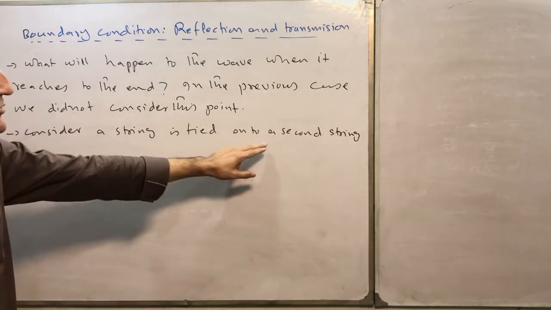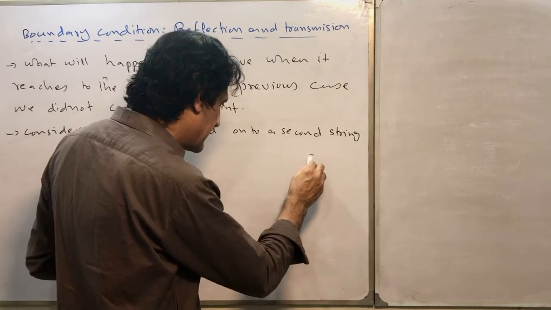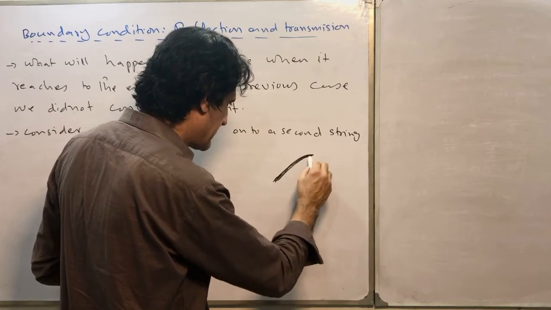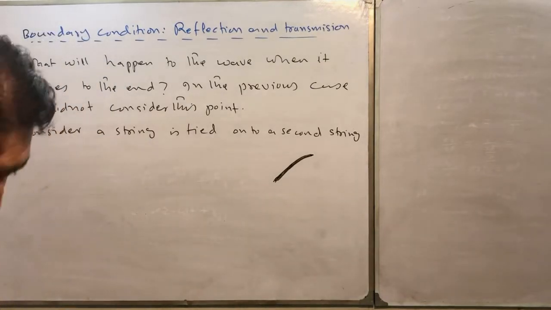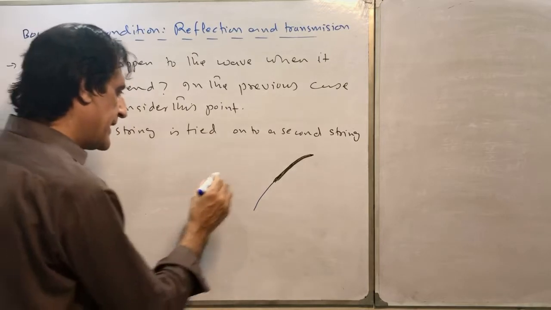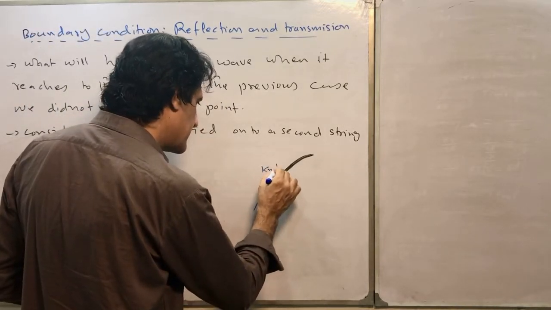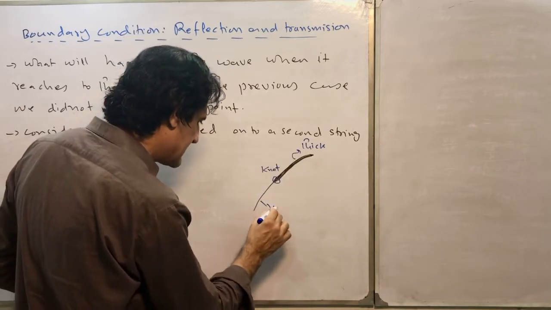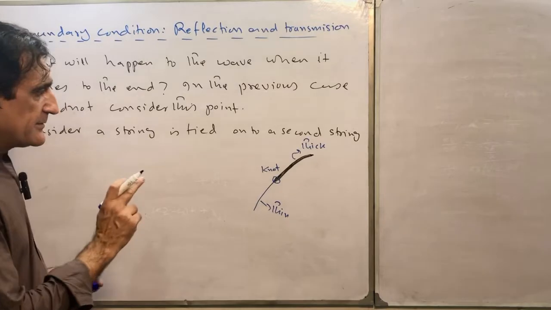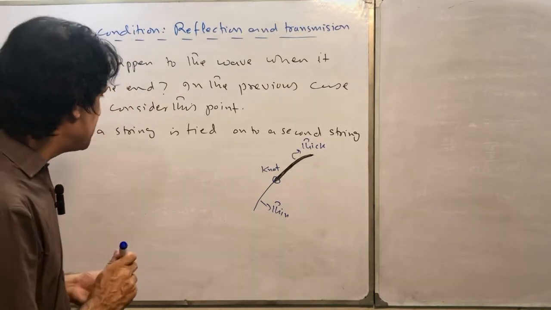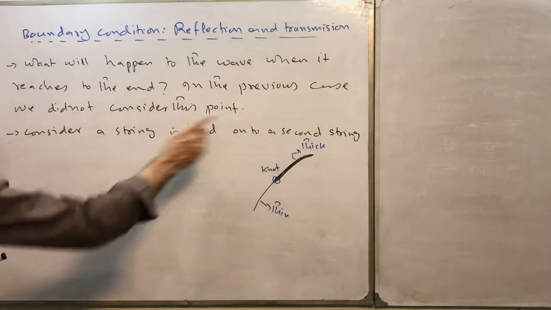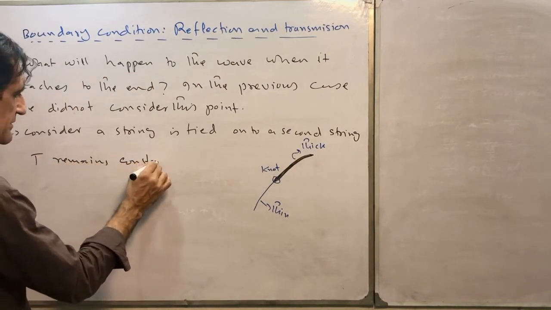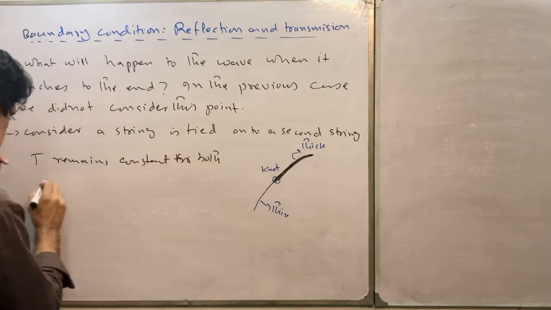Consider a string tied onto a second string. We consider here, this is a string, and this string is connected to another string. And here you can see this is a knot. And this string is thick, and this is thin. Then it should be noted that the tension remains the same in both the strings. T remains constant for both strings.